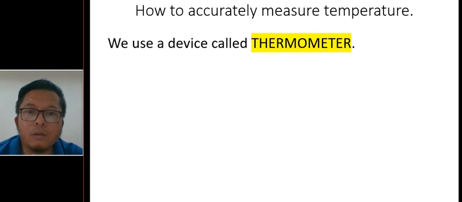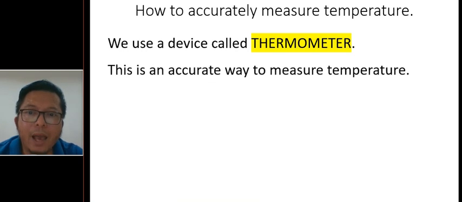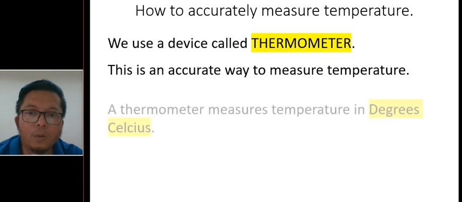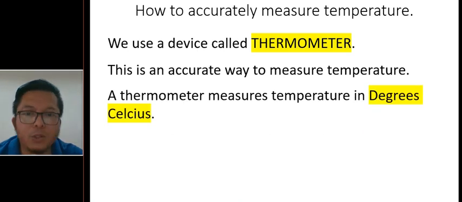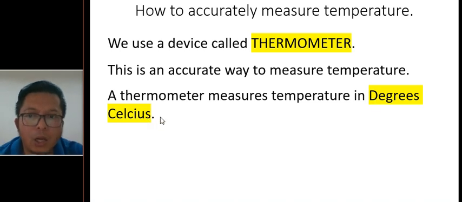It measures temperature digitally. This is an accurate way to measure temperature. It's one way to measure temperature. Is it hot or is it cold? A thermometer measures temperature in degrees Celsius. Now remember, we use degrees Celsius. One day you will see some thermometers use degrees Fahrenheit. You will see that one day. But for Brunei Darussalam, we use degrees Celsius.